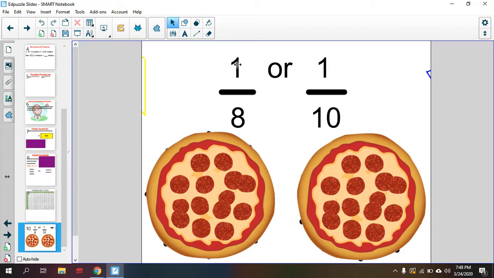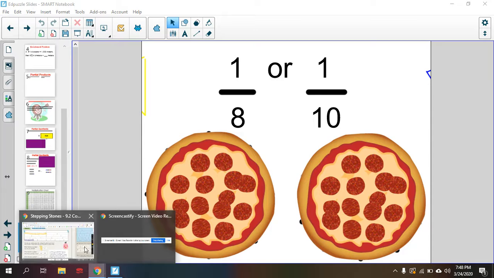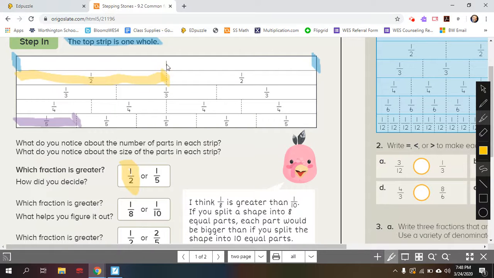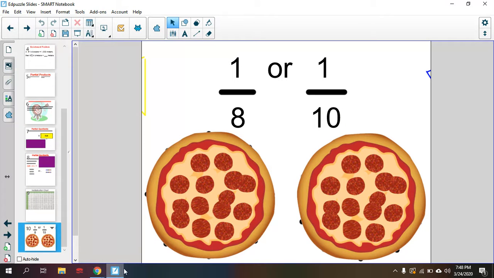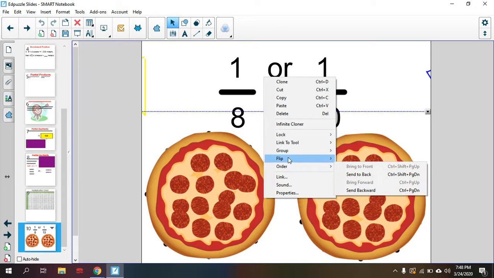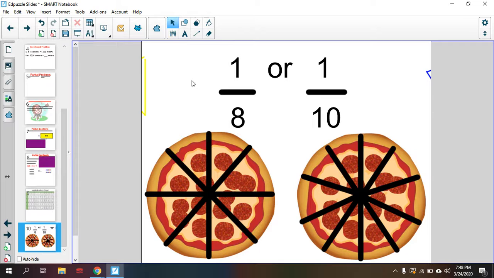If we're trying to figure out which is bigger, 1/8 or 1/10, notice here I've got 2 whole pizzas that have not been cut into any pieces. What we talked about is if I've only got 1 person at my pizza party, I don't need to cut this thing up. That's a really big piece. Just like back here in my book, this strip at the top was really big because it wasn't cut into any pieces either. But if I'm trying to figure out which is bigger, I could cut them into the pieces they show.